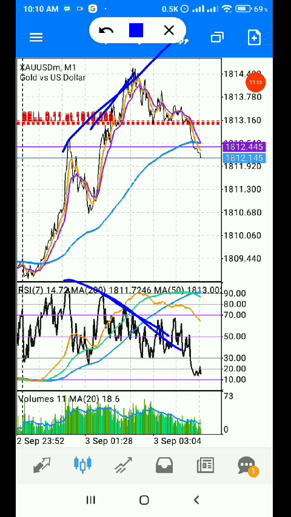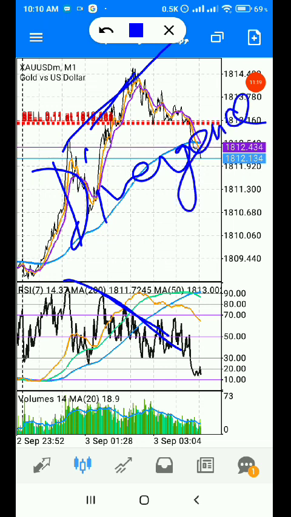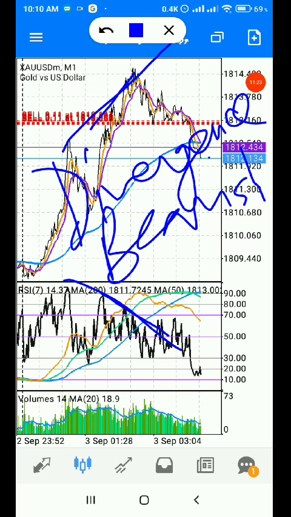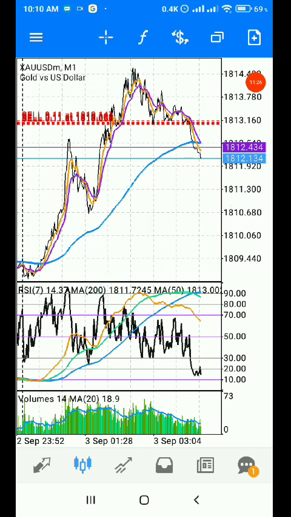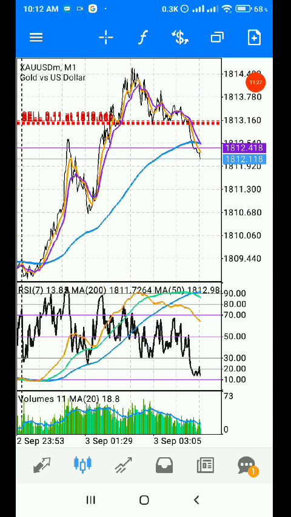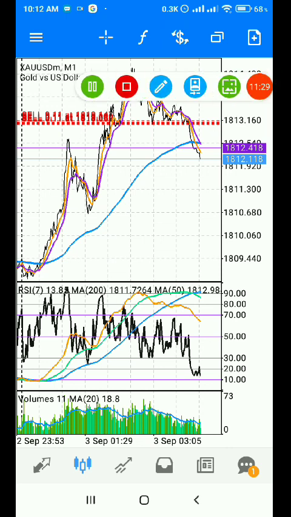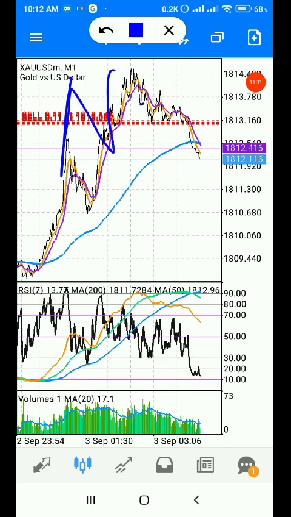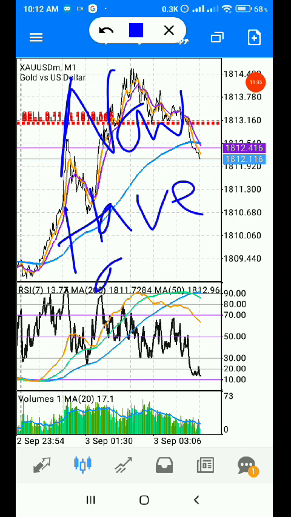So as you see, the divergence. So I could take entry from the top position that I have taken lately. So, it's okay.